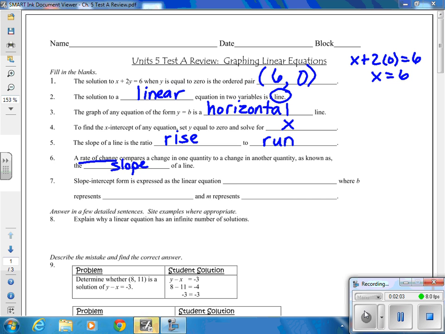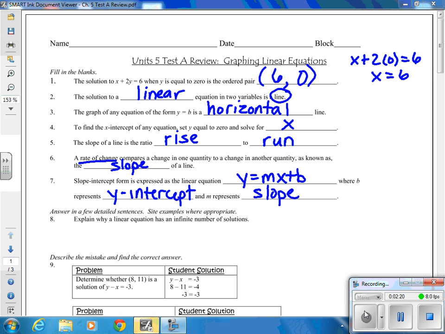Number 7, slope-intercept form is expressed as the linear equation y equals mx plus b. That's knowing your formulas. Okay, where the b represents the y-intercept and m represents the slope.